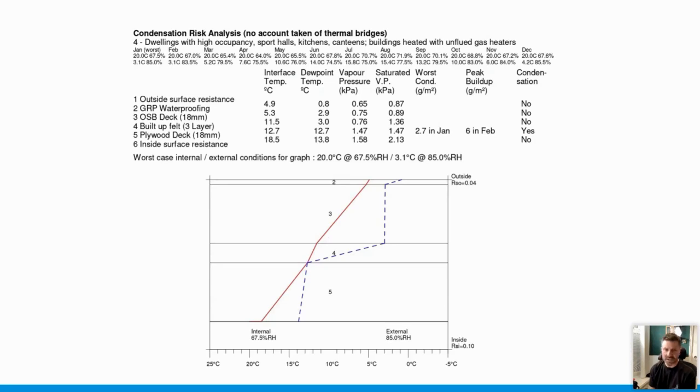So through condensation risk analysis calculations, we can determine whether there's a condensation risk in this building. You can see there that they've installed an OSB deck over an existing built-up felt, and then put a GRP system over the top. This is a cold roof construction, which isn't recommended now, like we said, by BS 6229. So you can see that ventilation isn't in place, and there is a condensation risk in this.